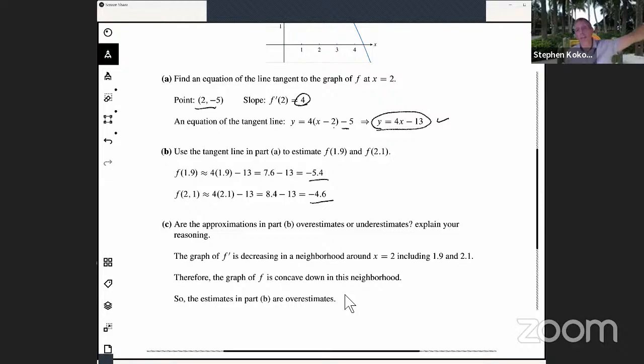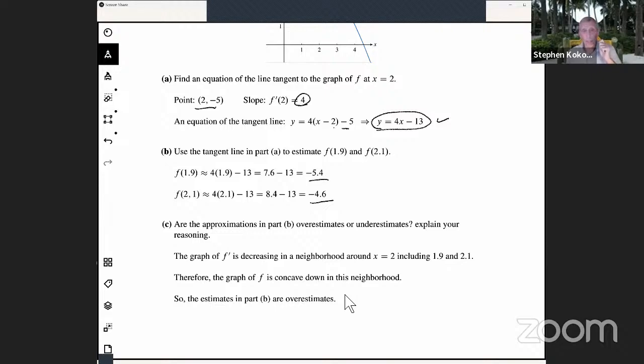I don't have an expression for f here, so I've got to use some idea related to concavity. So I notice from the graph of f prime that it is decreasing in a neighborhood around 2, including 1.9 and 2.1. So my conclusion is, since f prime is decreasing in that neighborhood, that f is concave down, and therefore my two estimates are overestimates. So I can't graph f here. I don't have an expression for it. But this is a really cool problem to use concavity to answer this, given the graph of f prime. I really like that. Good.